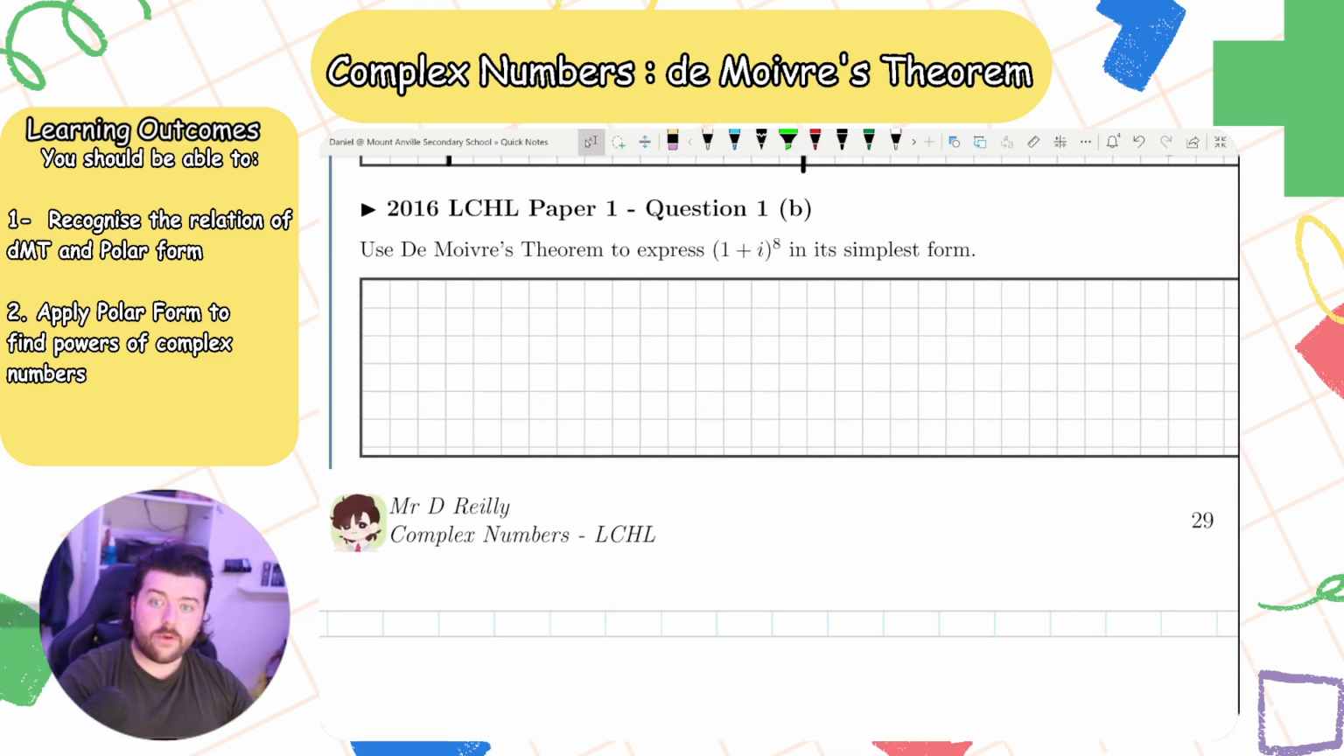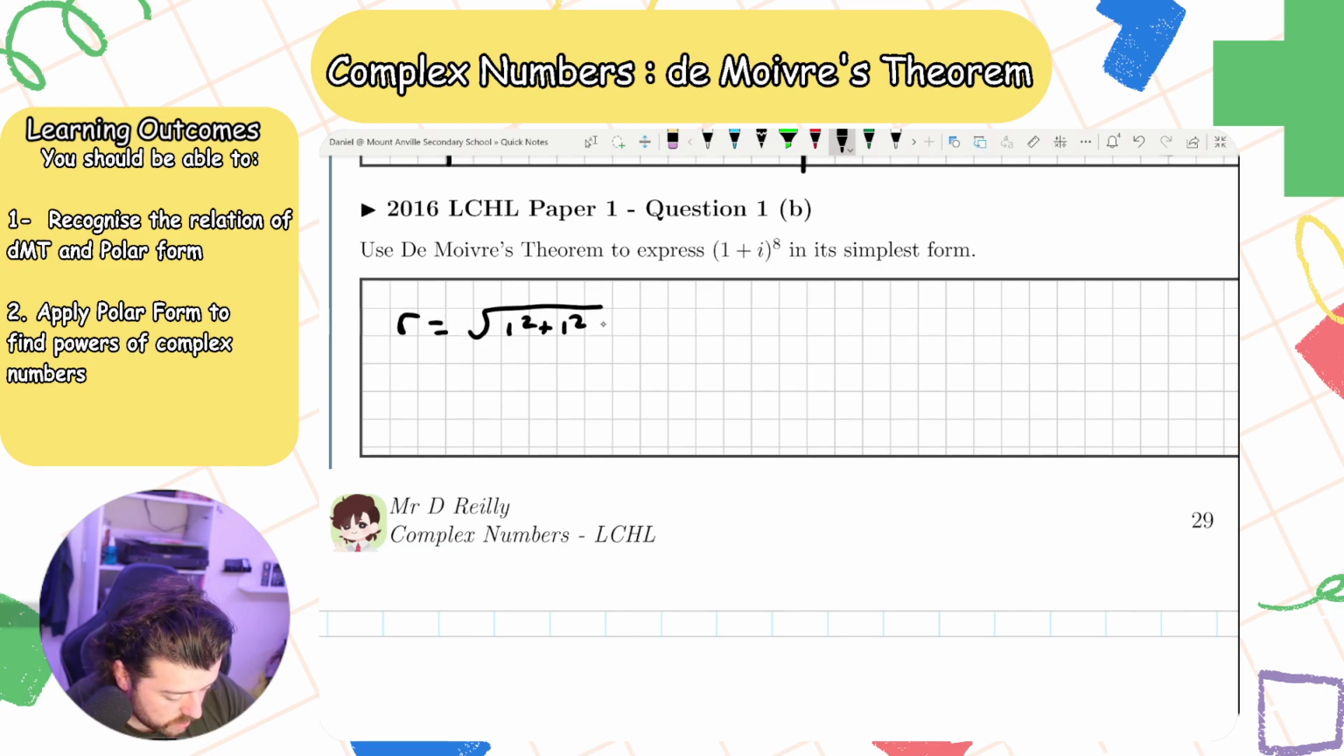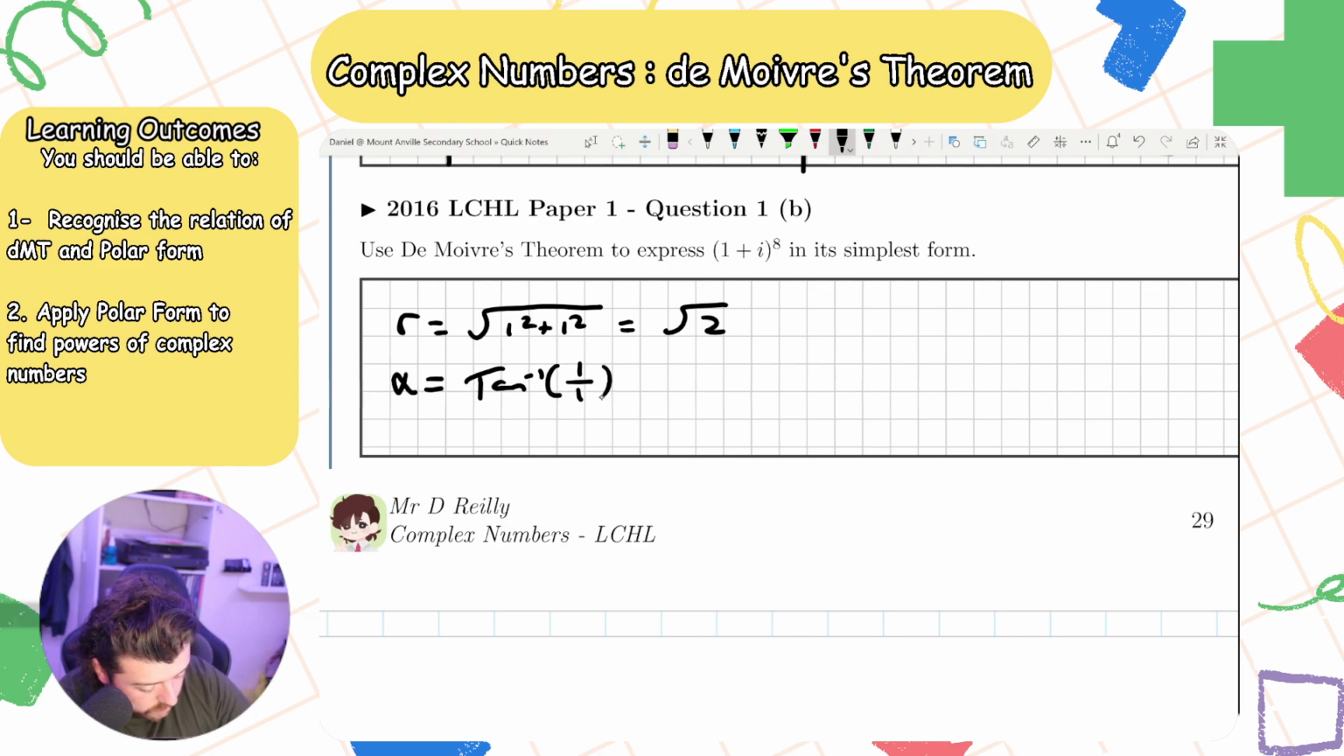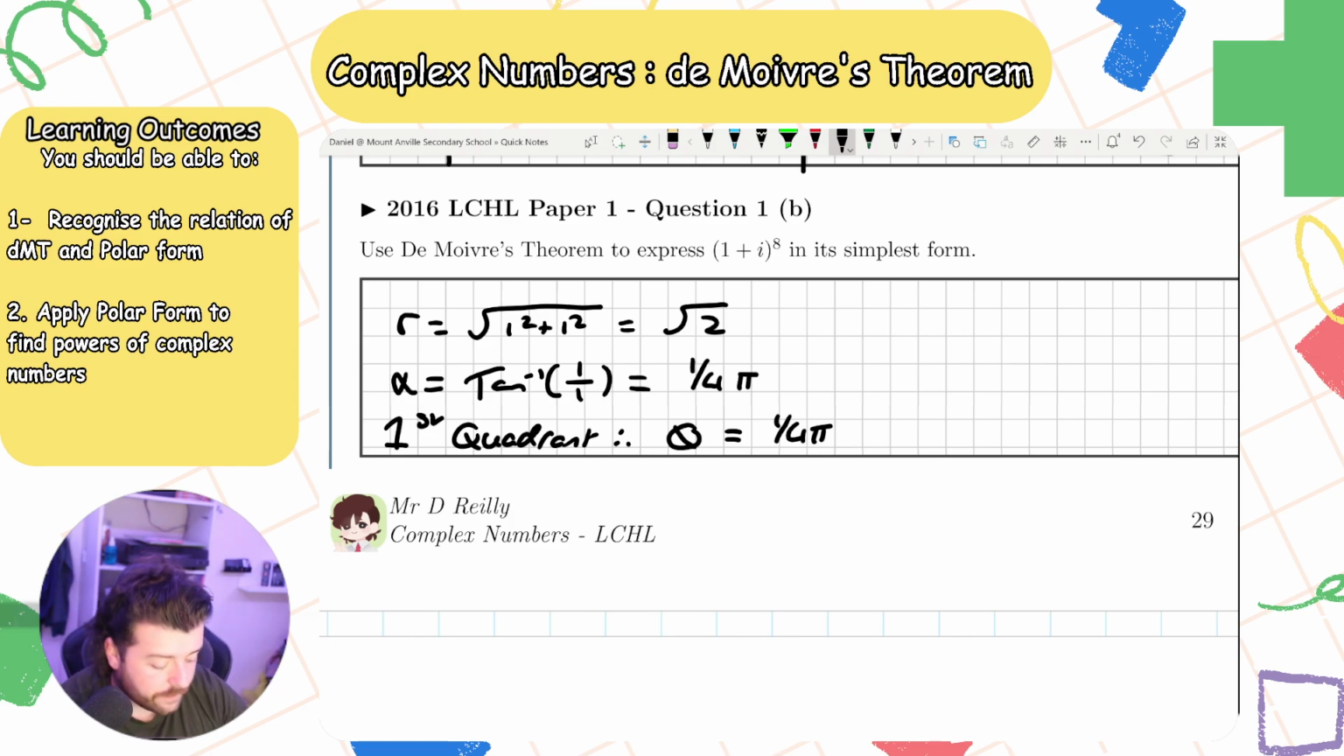2016. Use the Moivre theorem, express 1 plus i to the power of 8 in its simplest form. So my modulus is just going to be equal to root of 1 squared plus 1 squared, which is equal to root 2. My reference angle is going to be tan inverse 1 over 1, which is just a quarter pi. And we're in the first quadrant. Therefore, my argument is equal to a quarter pi. So, sub them in here.